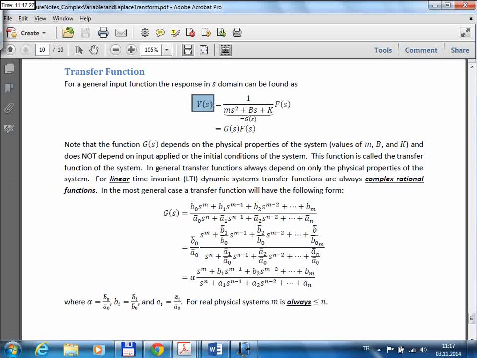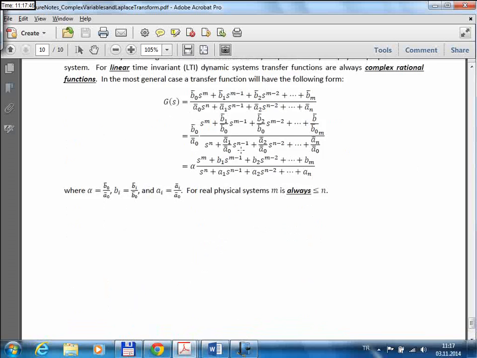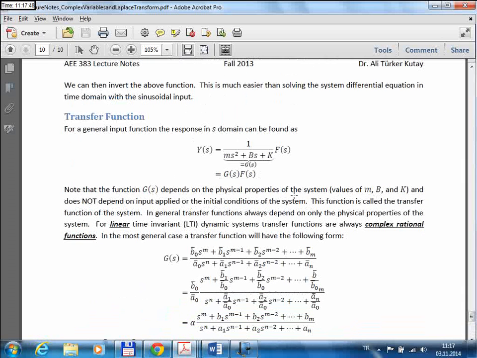So in time domain, this would require solving the differential equation for this input signal. But in the Laplace domain, you just take the transfer function and multiply it with the input to get the output. Here it says that in general, transfer functions always depend on only the physical properties of the system. For linear time invariant dynamic systems, transfer functions are always complex rational functions.